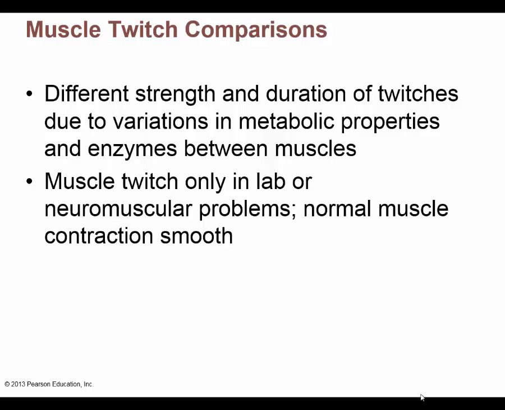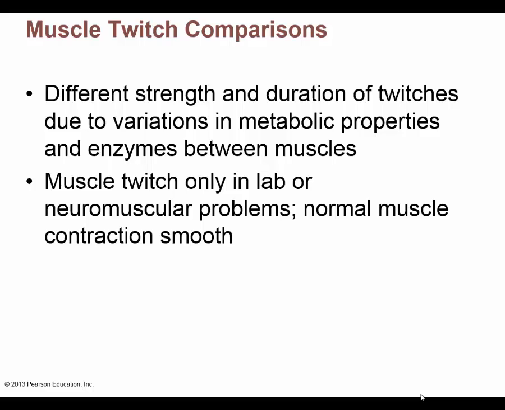Now, comparing some of these muscle twitches, there are different strengths and different durations of these muscle twitches between people and between muscles in the body. We'll get into different types of muscles later. Some have different enzymes, some have different metabolic processes, some make ATP in different ways, some more efficiently. That can change how fast those twitches are and how long that contraction is. But generally, the only time you're ever going to visually see a muscle twitch, even though it would still only be in the lab, is when you've got neuromuscular problems, where they can control just one motor unit.